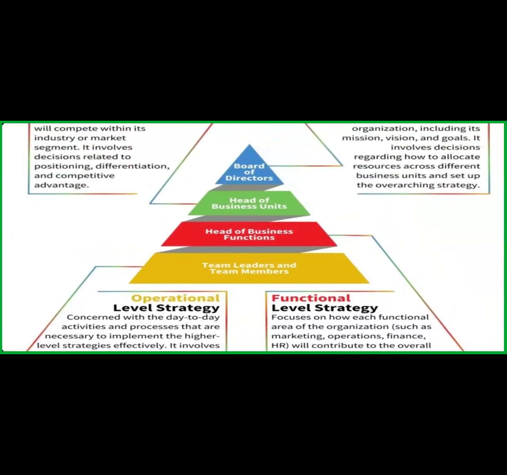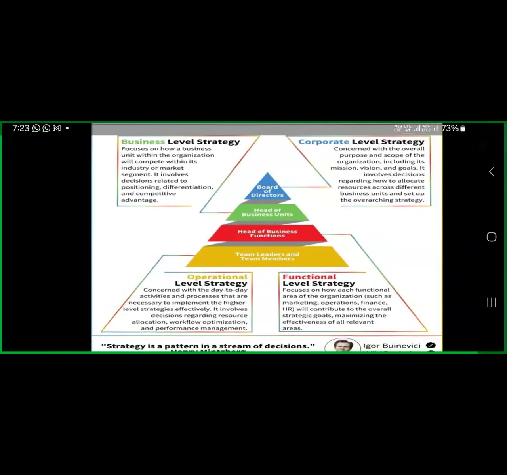They have also given the pyramid, the triangle which you are seeing. In that pyramid structure, the board of directors are related to the corporate level strategies. Heads of business units, that means departmental heads, represent the business level strategy. Heads of the business functions, that is different departmental heads representing the HR department, packaging department, or marketing department, relate to the functional level strategy. Team leaders and team members, that is supervisors, employees, executives, form the part of the operational level strategy. So that was related to the four levels of strategy.